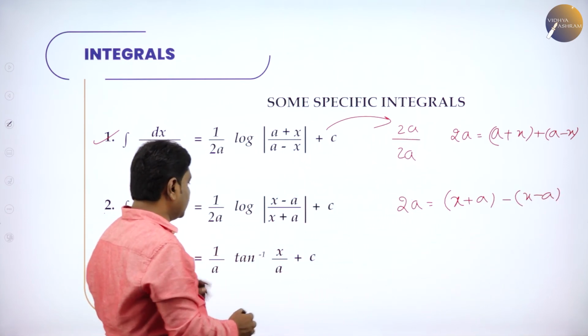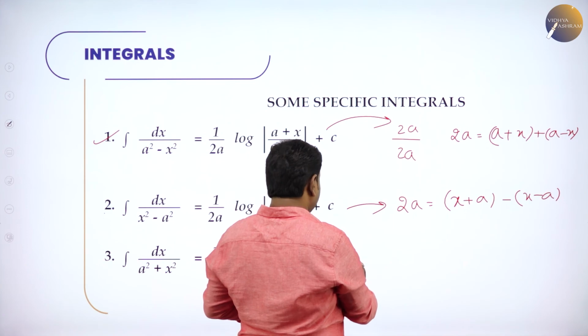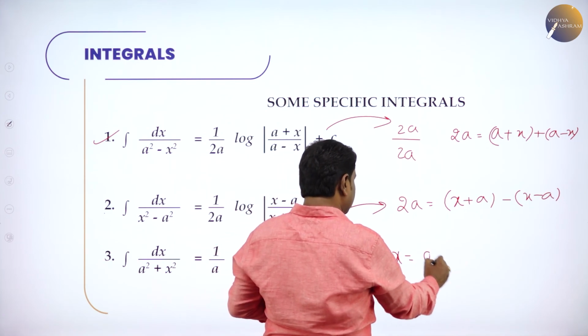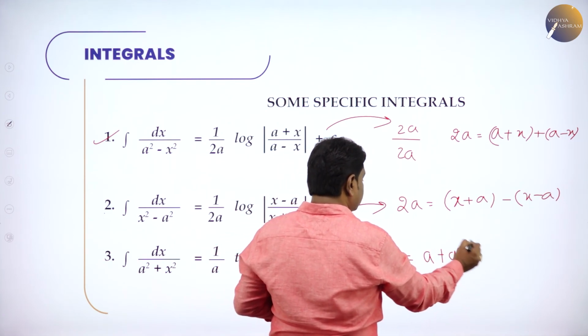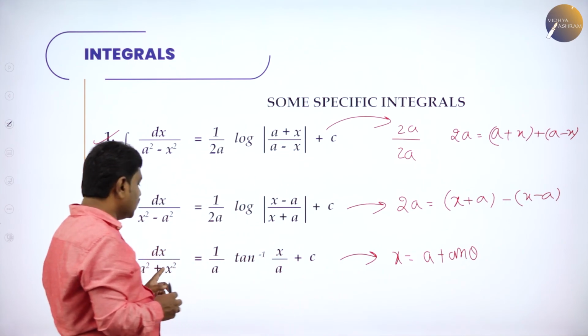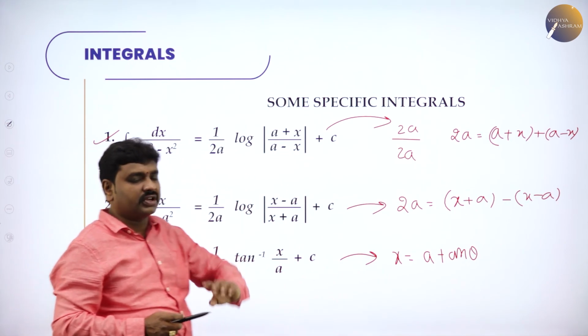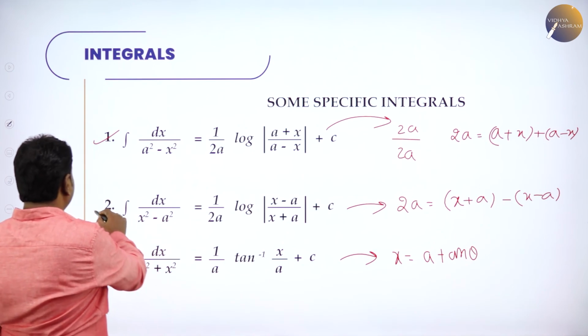Then third one we have derived. What is the third one? To derive third one, we use the substitution. Put x as a tan theta. In inverse trigonometric functions also I taught you, whenever you have plus x square, we cannot factorize. In the place of x, put a tan theta. So now these three derivations we have done.